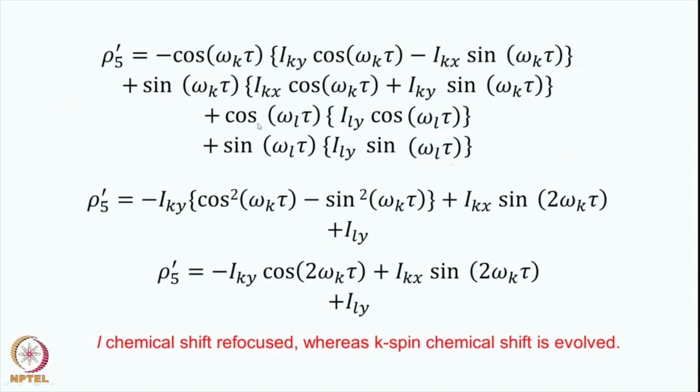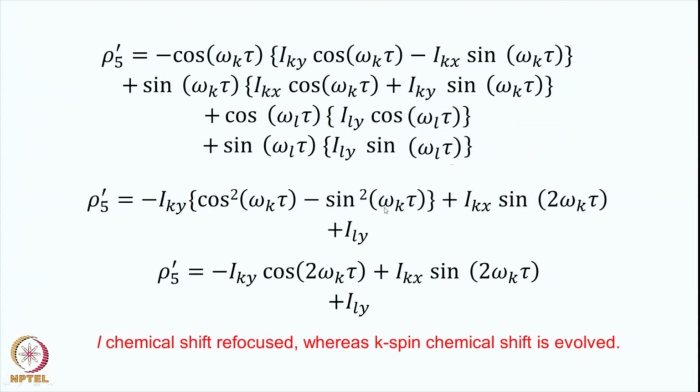Okay. So similarly here what we have here, ILY cosine square omega L tau, and this is ILY sine square omega L tau, okay, because this is omega L tau here. And now inside bracket, therefore you will get cosine square omega L tau plus sine square omega L tau, that is 1, and therefore I simply write this as ILY. So therefore your rho 5 prime is minus IKY cosine square omega k tau minus sine square omega k tau plus IKX sine 2 omega k tau plus ILY. So this is substantially simplified.